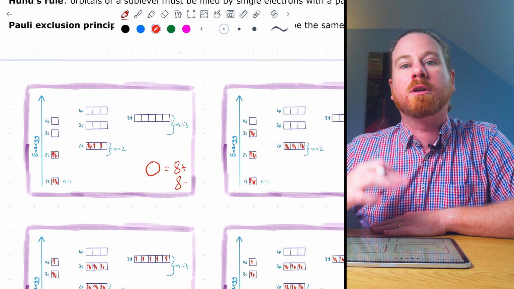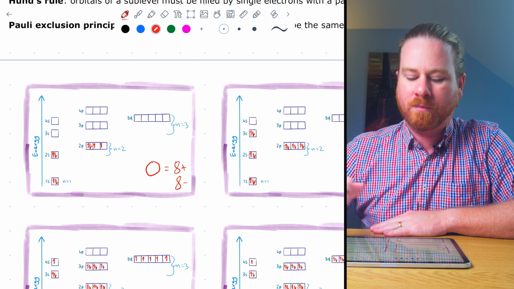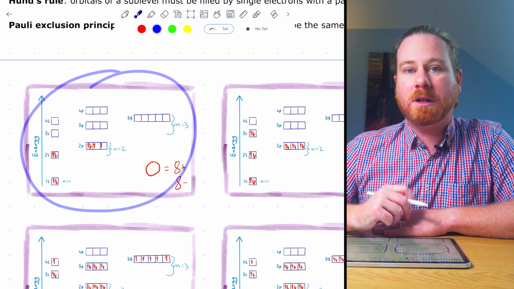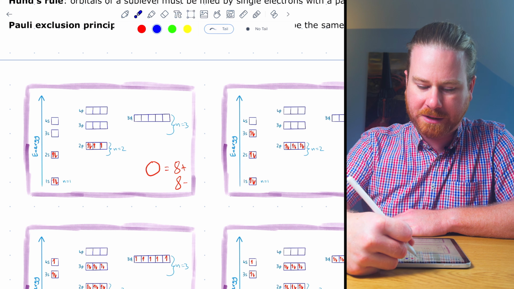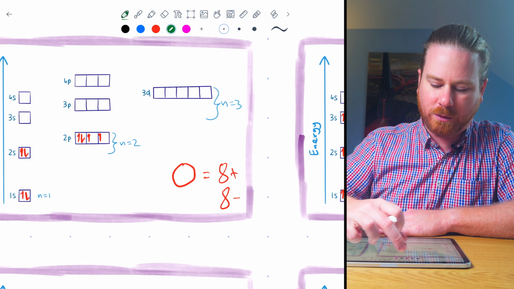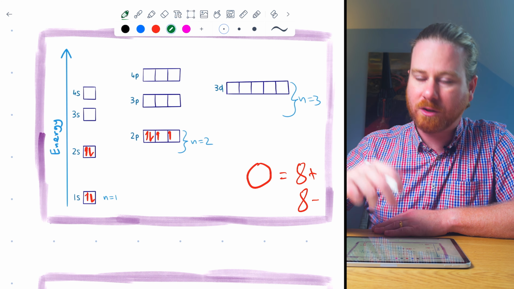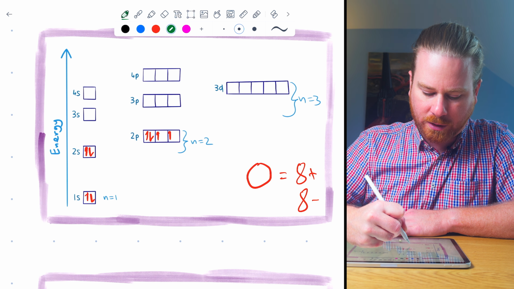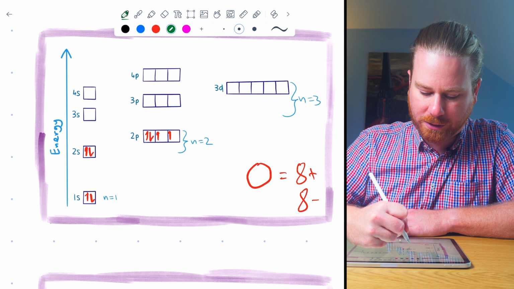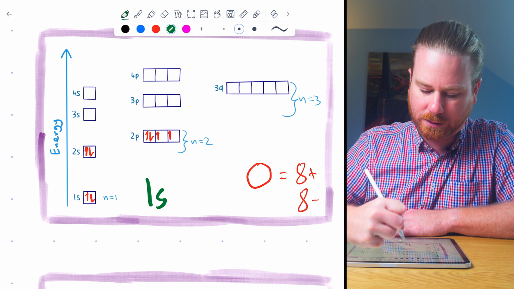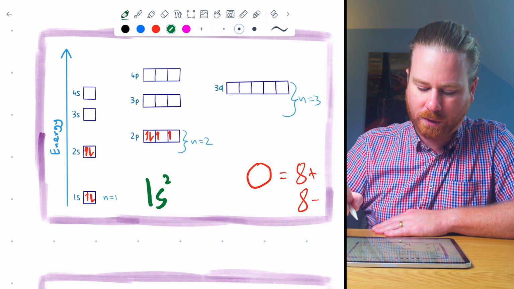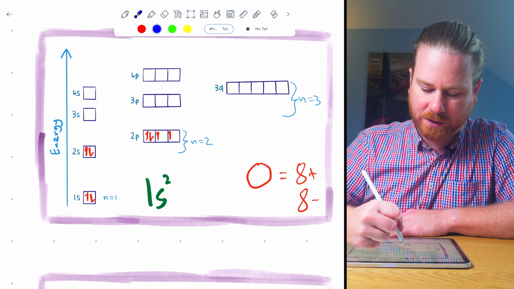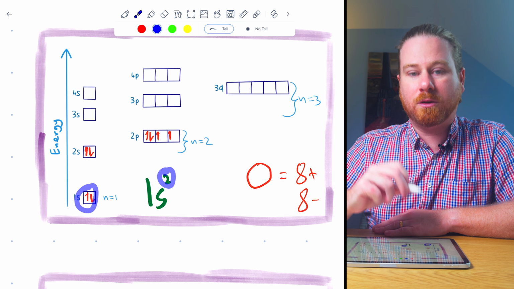When it comes to writing these out, you do need to be able to write out electronic configurations, but you don't need to do these big long diagrams over here. So there is a shorthand, you'll be pleased to hear. Let's have a look at what that looks like. You're basically just telling everyone where the electrons are living. So for oxygen, its electronic configuration would be 1s2. This 2 is just telling us how many electrons are in the 1s orbital.